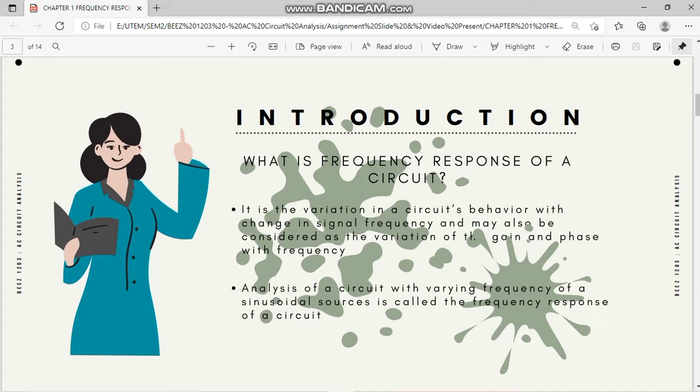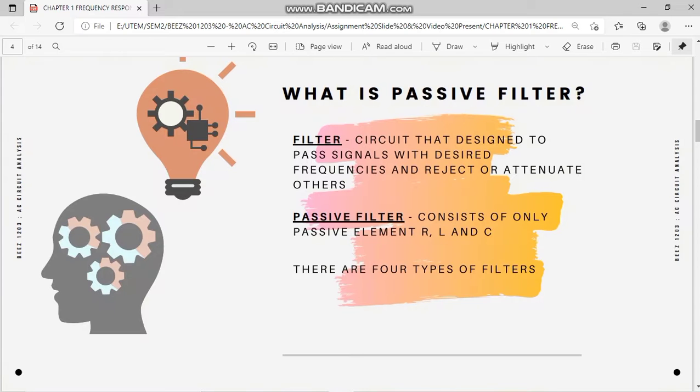What is the frequency response of a circuit? Frequency response is the variation in a circuit's behavior with change in signal frequency and may also be considered as the variation of the gain and phase with frequency. Analysis of a circuit with varying frequency of a sinusoidal sources is called the frequency response of the circuit.